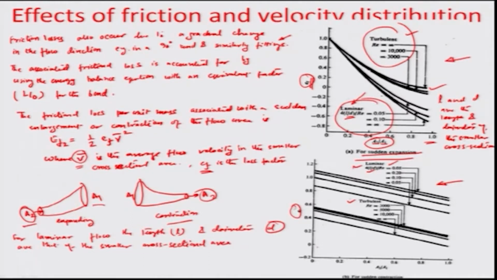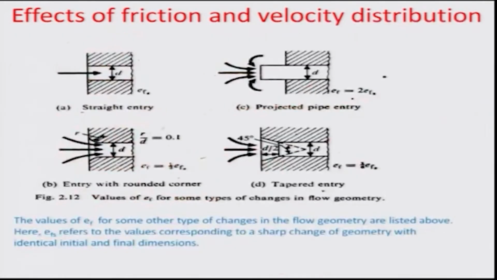The value of EF depends on whether the flow area is enlarging or contracting in the flow direction, and the value of EF for a sharp change in the flow cross section can be recorded as in these two graphs shown here. Depending on the type of entrance, there is also an entrance effect which is added onto this friction factor, where this EF term gets slightly modified because of such entrance effects. So, let us look at this entrance effect.